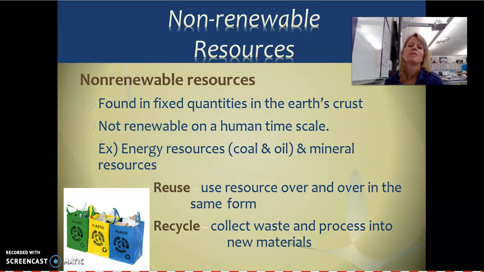Recycle. So if you're reusing something and you're reusing it for the same exact thing over and over again, maybe you're using a paper bag and you just keep on using it. Recycle it. What are the other 3 things? If you can think of them, I bet you can get 2.